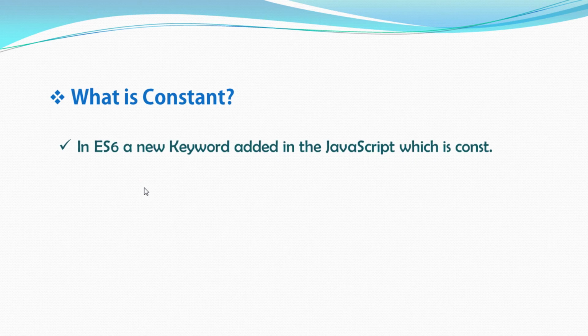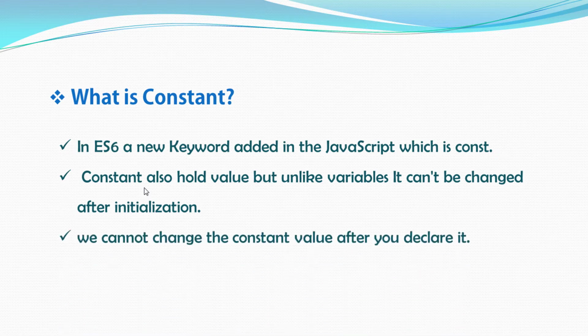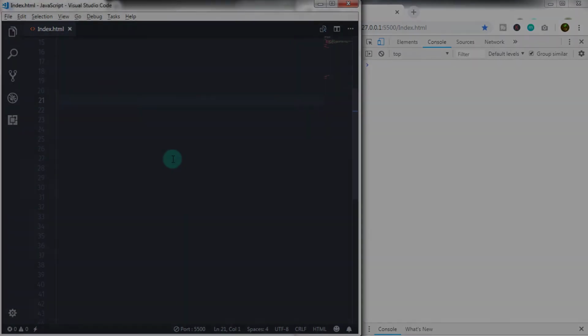Now let me move to the next topic, which is constant. In ECMAScript 6, a new keyword was added in JavaScript, which is const. A constant also holds a value, but unlike variables, it can't be changed after initialization. You can't change the constant value after you declare it. Let me show you how to create a constant.